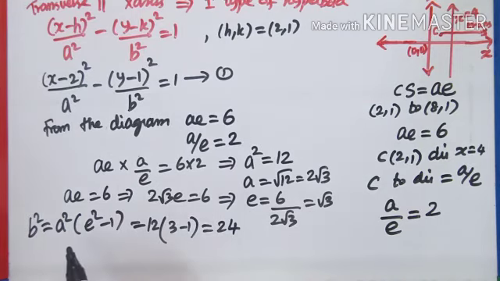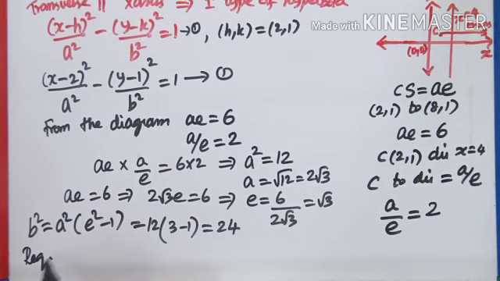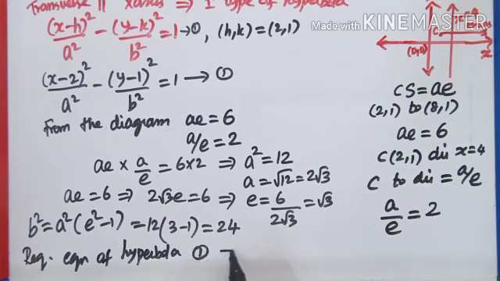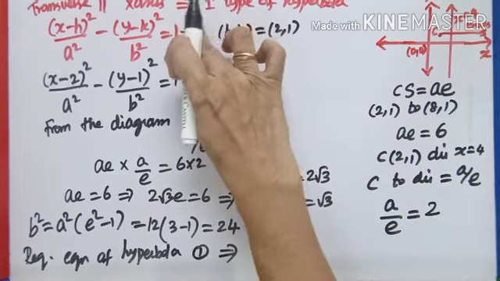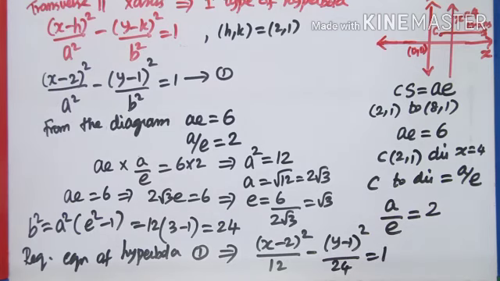A and B are known. Put them back in equation number 1. So the required equation of hyperbola is x minus 2 the whole square by A square, which is 12, minus y minus 1 the whole square by B square, which is 24, equals 1. Notice in a hyperbola, big and small we do not see. Under the positive we put A square, under the negative symbol we put B square. Anything can be bigger in a hyperbola.